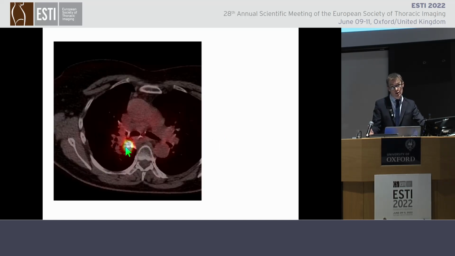But because she's had a recurrence, it doesn't mean that she's not suitable for curative treatment. So curative options here would be to do a pneumonectomy in the patient. Unfortunately, she wasn't suitable for that. And we couldn't radiate that either because she'd had previous radiotherapy because of her positive margin.